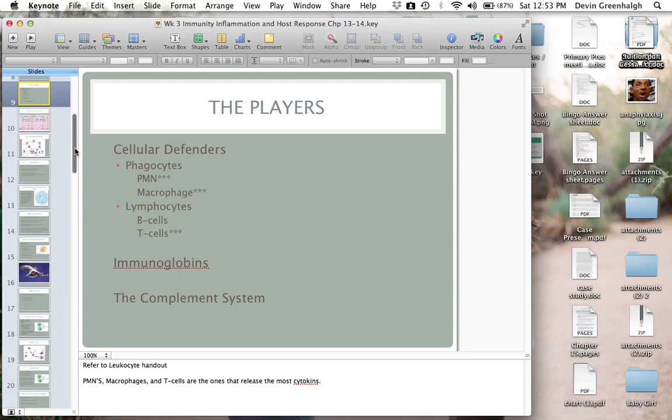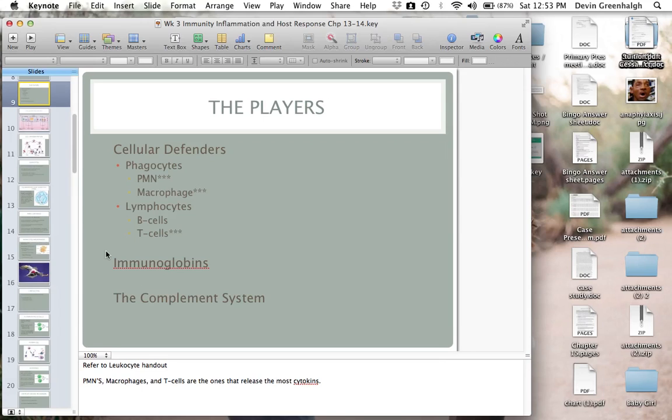These are the cellular defenders. You have phagocytes, which are neutrophils or PMNs, and then macrophages, and then you have lymphocytes, which are the B cells and the T cells. You also have immunoglobulins, also known as antigens, and then you have the complement system.